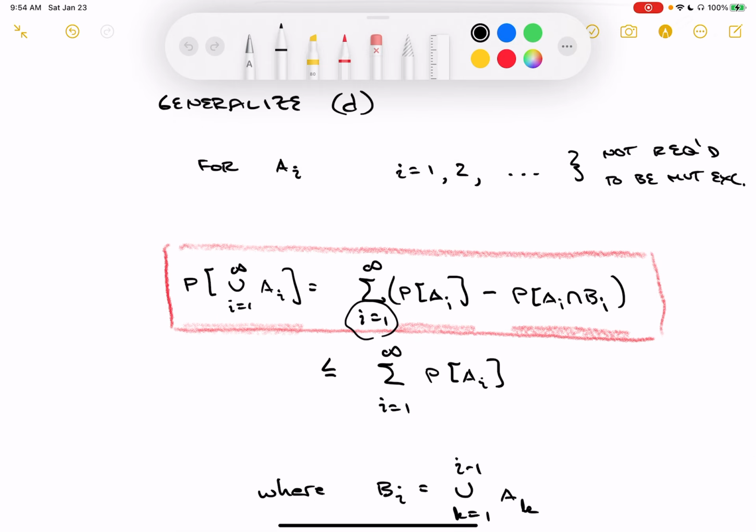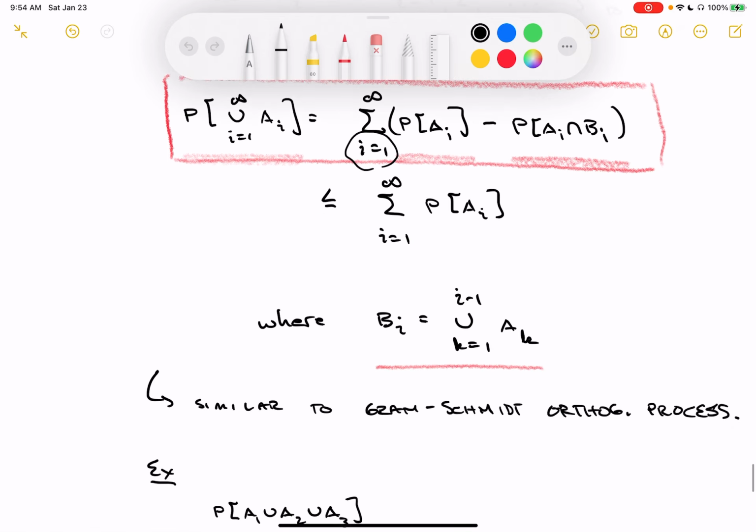So I'm going to say, what is the probability of the union of all these things? Well, I'm going to start at the i equaling 1 term. That's going to be probability of A1 minus the probability of A1 intersected B1. But B1 is what? B1 is just a sum k equaling 1 to 0. So B1 is just the empty set. Okay, so there's nothing to correct yet. I haven't had any double overlap.